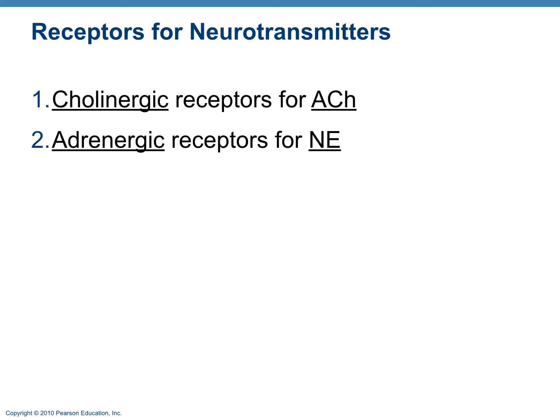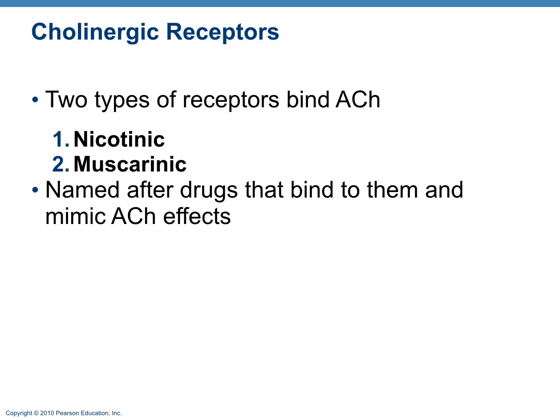Now, when we talk about receptors, cholinergic receptors are for acetylcholine. So acetylcholine binds to cholinergic receptors. Adrenergic receptors bind norepinephrine. We have subcategories of cholinergic receptors. The two types are nicotinic and muscarinic. These are both cholinergic receptors, which means they bind acetylcholine.